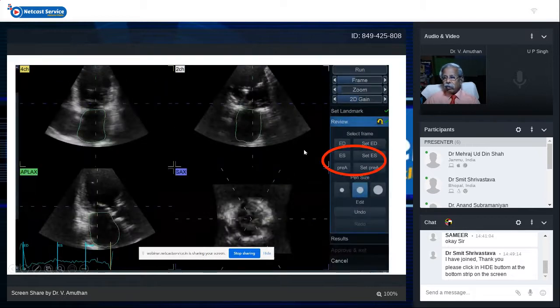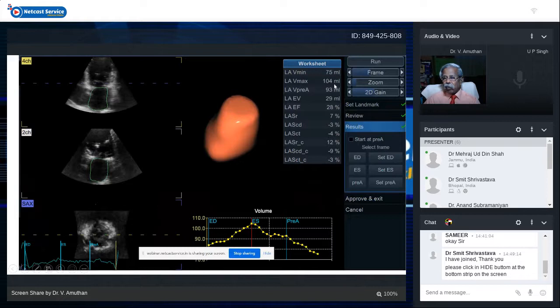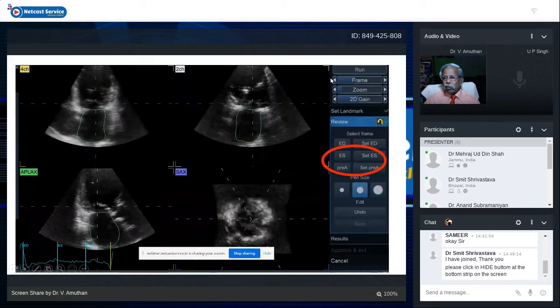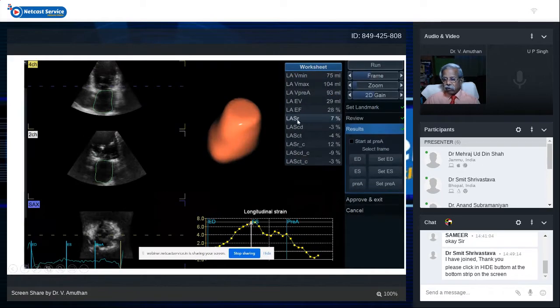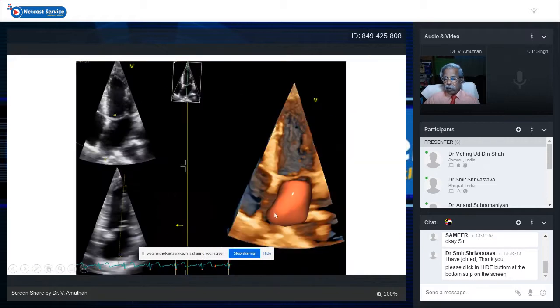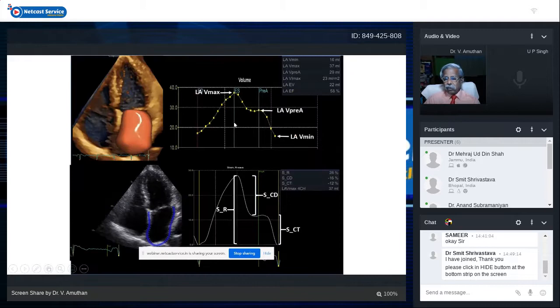See here, the LA maximal volume is 104, LA minimal volume is 75, and the LA emptying fraction is 28. You have one more advantage, that you have the volumetric graph of the LA volume as well as the strain volume. See here, this is the LA strain. Reservoir strain is markedly reduced. You can see here it is only 7%, which is very abnormal. So LA volume calculation, and LA strain. This is the LA strain graph.